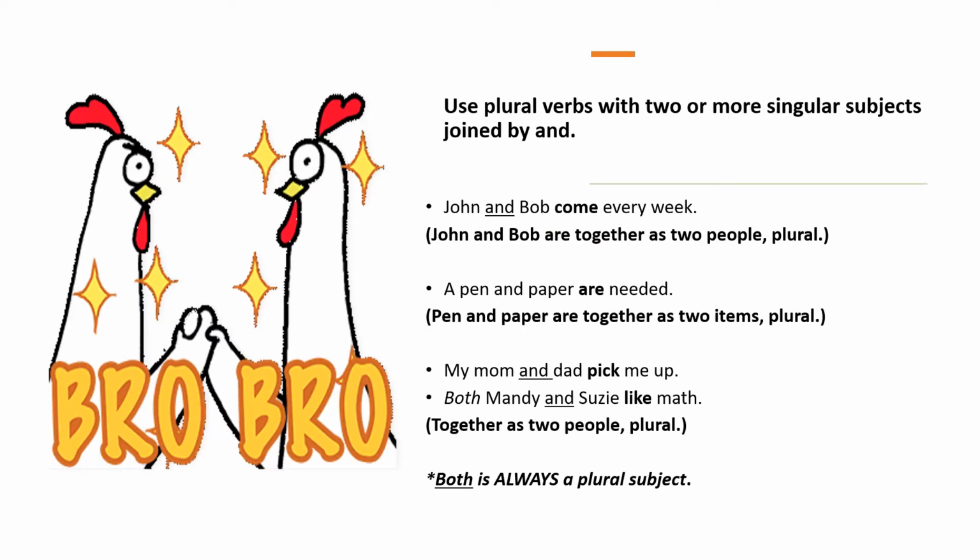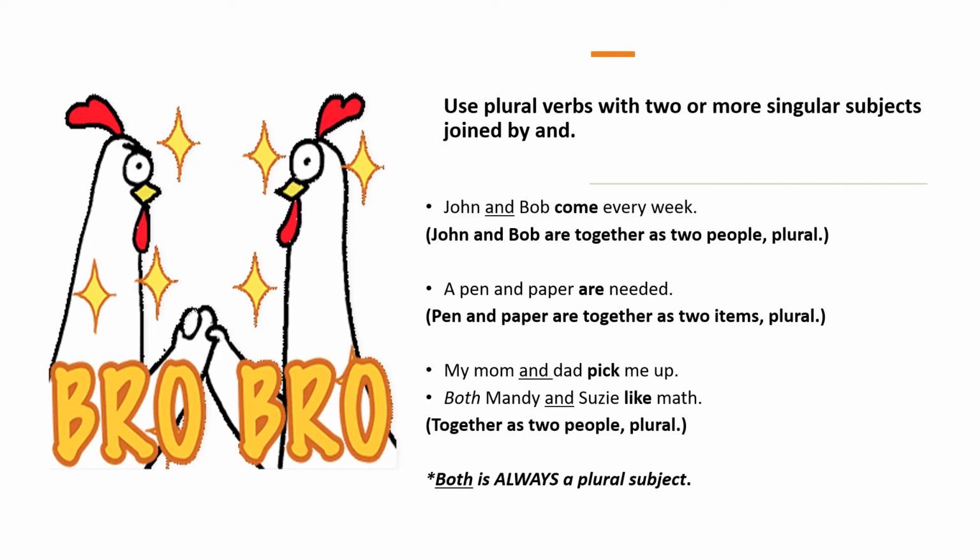Now, use plural verbs when you have two or more singular subjects joined by and, because and brings us together, okay? And brings us together in a group as a united something, okay? In united individuals. John and Bob come every week. John and Bob are together as two people, plural. It's not separating them, one or the other. It's both together, and, okay?